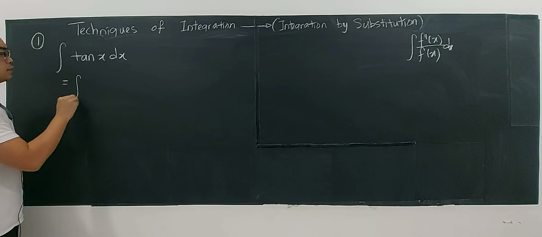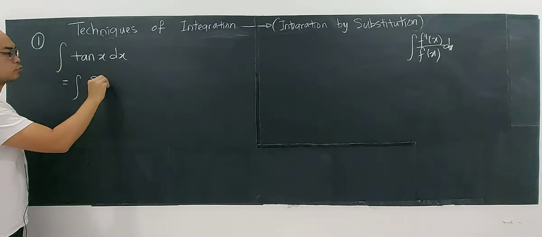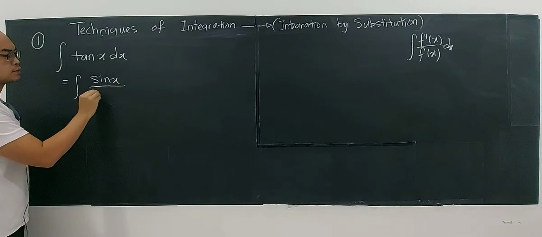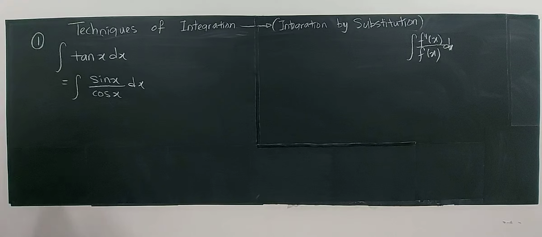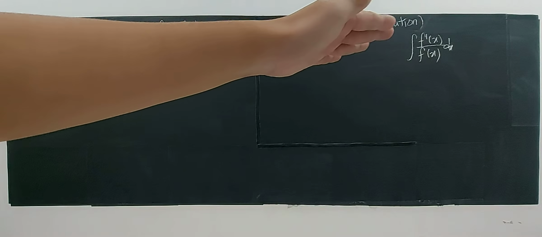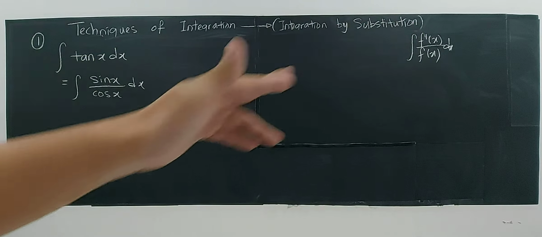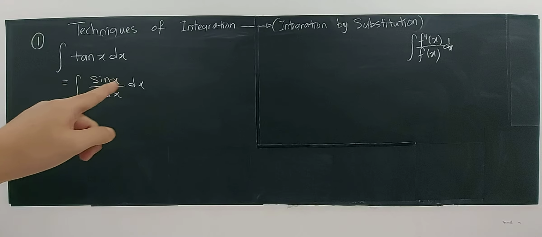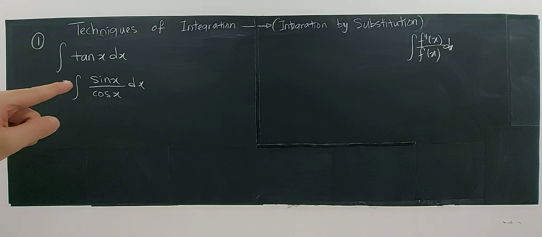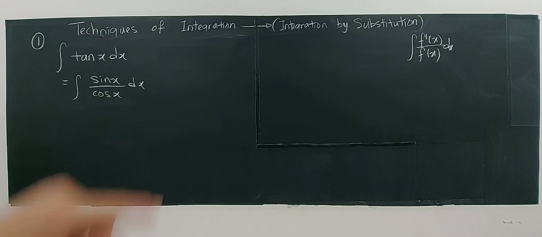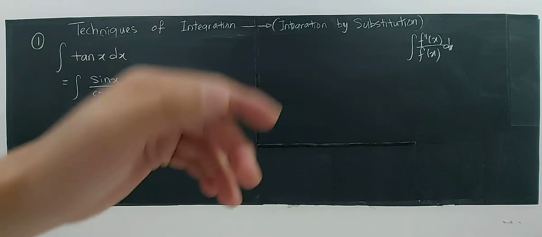As I said, for integrating tangent, you have to write it in the ratio of sine x to cos x. Then you can use this formula, because you know that differentiating cos x, you get negative sine x. So you just put a negative and negative here, then you can get negative ln cos x plus c. With this formula it will be faster.